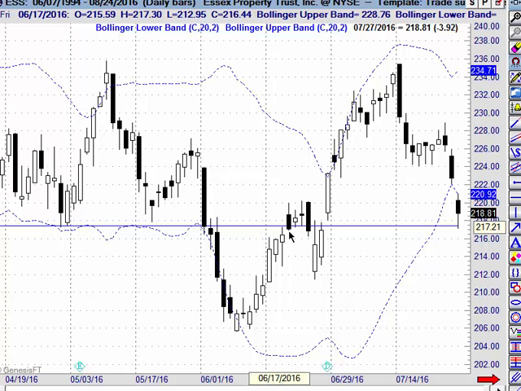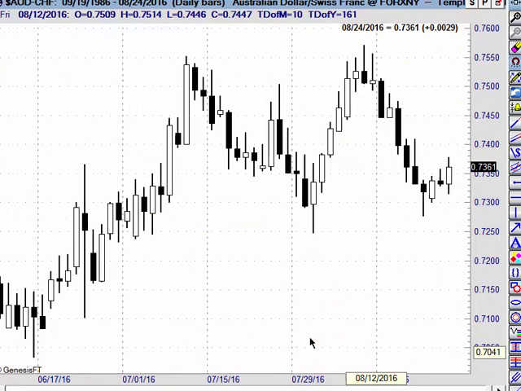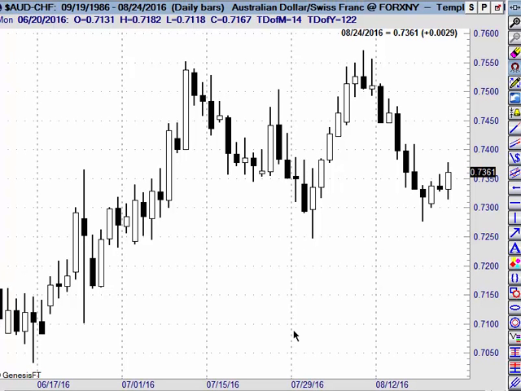So he reached the target, made a nice profit. Okay, now we'll look at a Forex market, the Australian dollar. Let me just move this down a little bit here. Or the Swiss franc. And one of the things that is great about Forex, for those who trade Forex, as you know, is it's very easy to short.